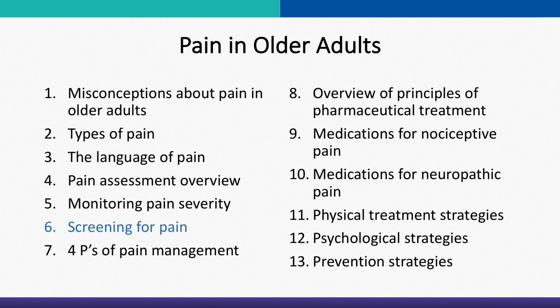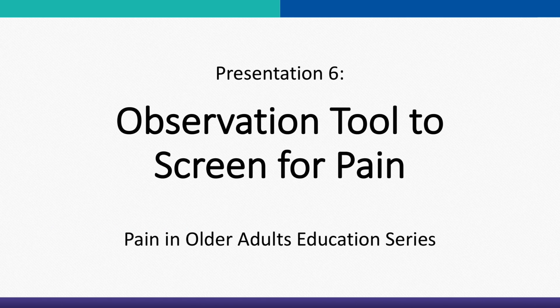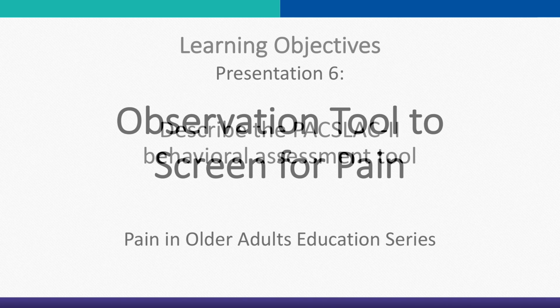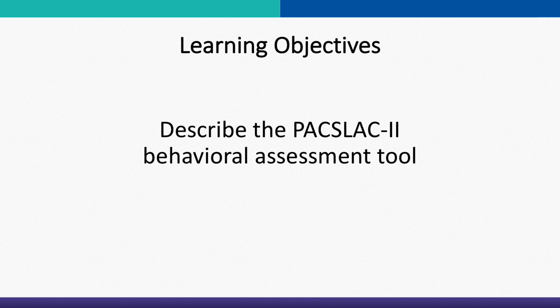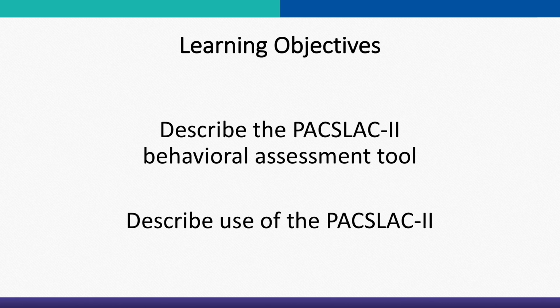The focus of this presentation is on using a behavioral assessment tool to screen for the presence of pain in older adults who have difficulty communicating. We will describe the PACSLAC-2, a behavioral checklist that can be used to screen for pain in older adults with cognitive impairments, and provide a brief description of how the PACSLAC-2 could be applied in a clinical setting.